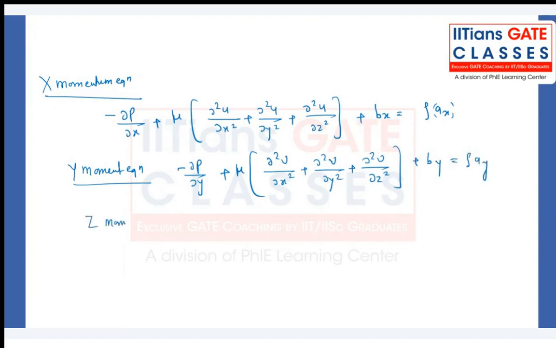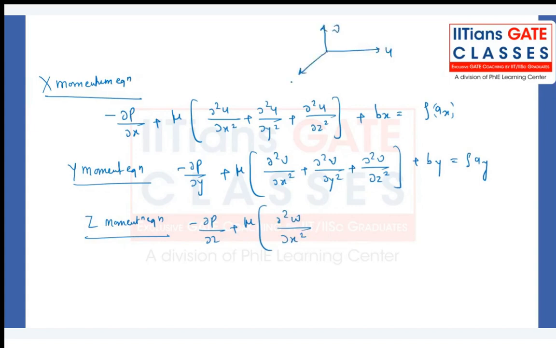When you write the z momentum equation, minus dou p by dou z plus mu into dou square omega by dou x square and so on. What are omega, v and u? U is the x component of velocity, v is the y component of velocity, and omega is the z component of velocity. Plus bz, that is equal to rho into acceleration in the z direction.